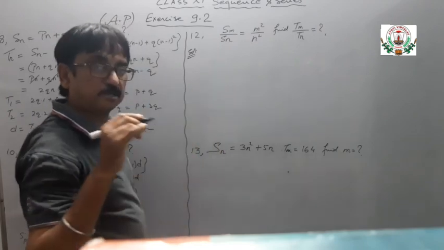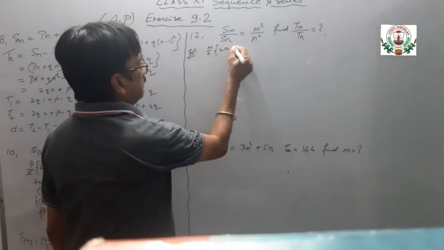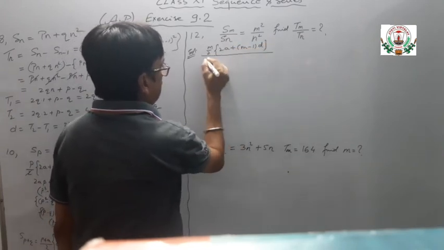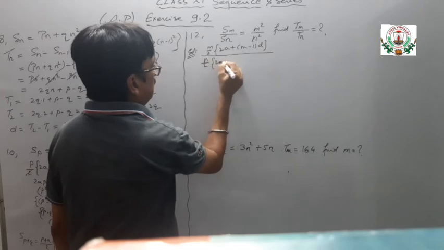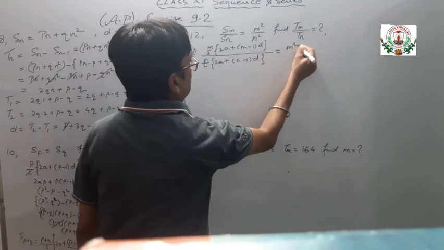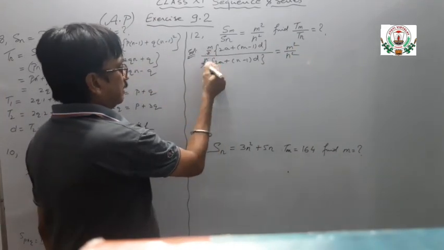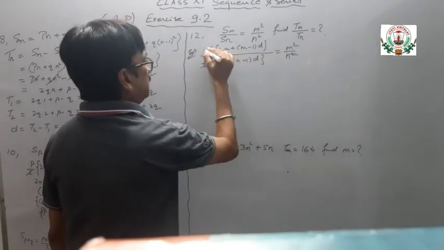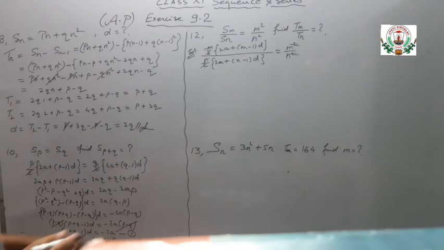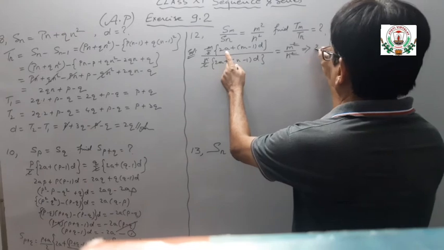This question we have solved last time also. m by 2 into (2a plus (m minus 1) d) upon n by 2 into (2a plus (n minus 1) d) equals m square by n square. The denominator 2 will cancel, one n from here and one n from here cancel. Now what will we do? Cross multiply. When I am going to cross multiply, let us be careful.